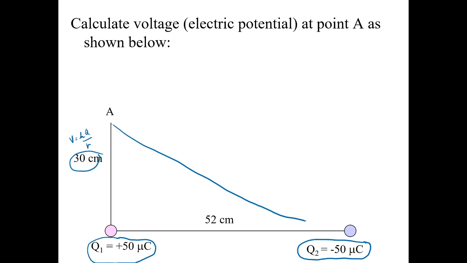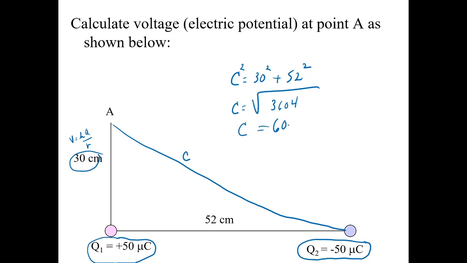The trouble is finding it to the second charge, because it's not 52, it's not 30, it's along this hypotenuse. So we need this distance. I guess we'll call it C. But that's easy enough because it's just the Pythagorean theorem: 30 squared plus 52 squared, and then we'll have to take a square root. 30 squared is 900, plus 52 squared, a really big number, 3,604. Don't forget the square root. So it's about 60 centimeters away. A nice round number, 60 centimeters.